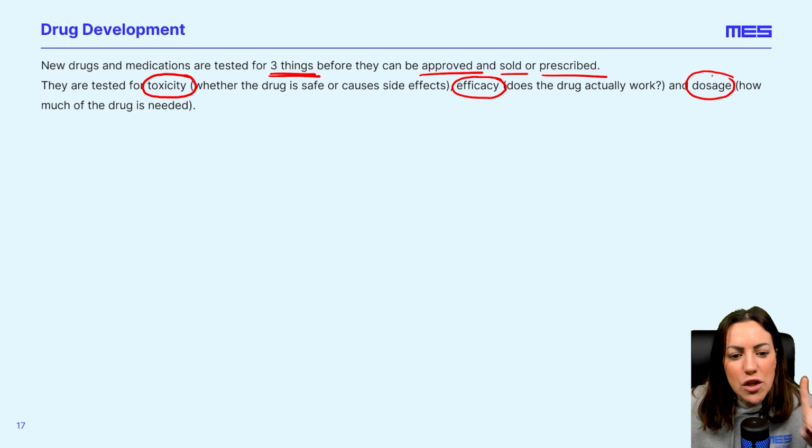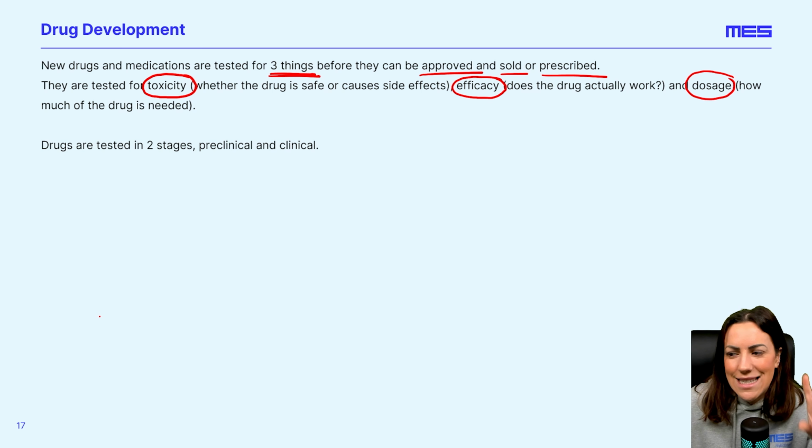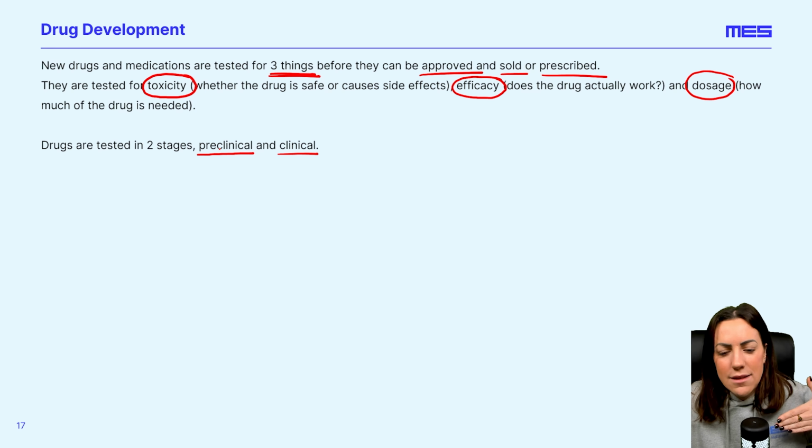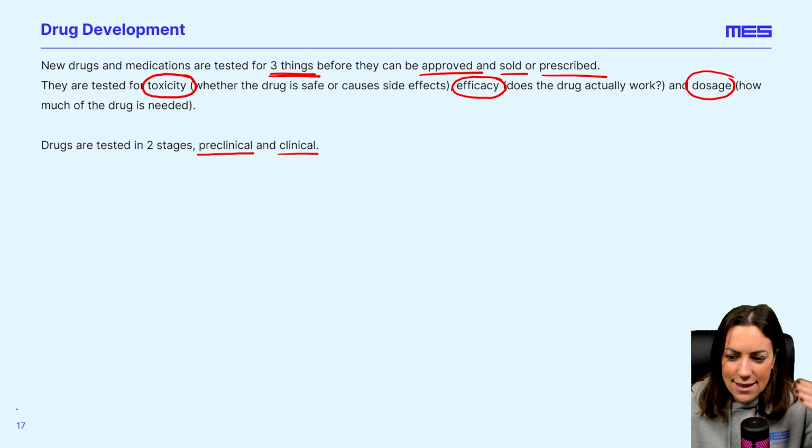How much of the drug is needed? What is the optimum amount or the best amount of this drug to be given? Over what time period, what dose, how many times a day? Now, drugs are tested in 2 phases. We can split them into preclinical and clinical. So preclinical is like before testing on humans, and clinical is testing on humans.